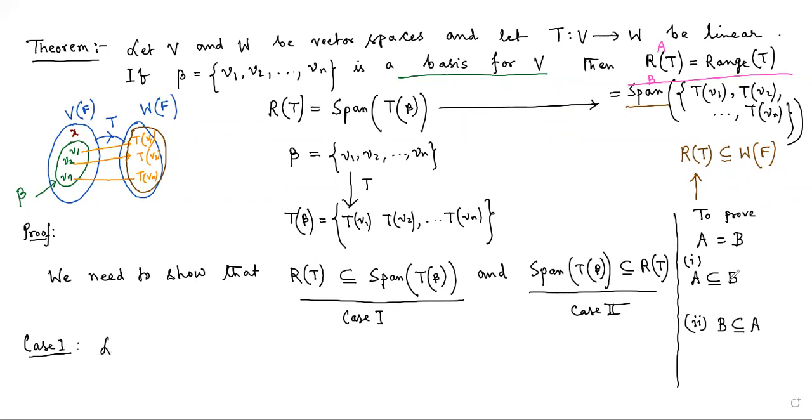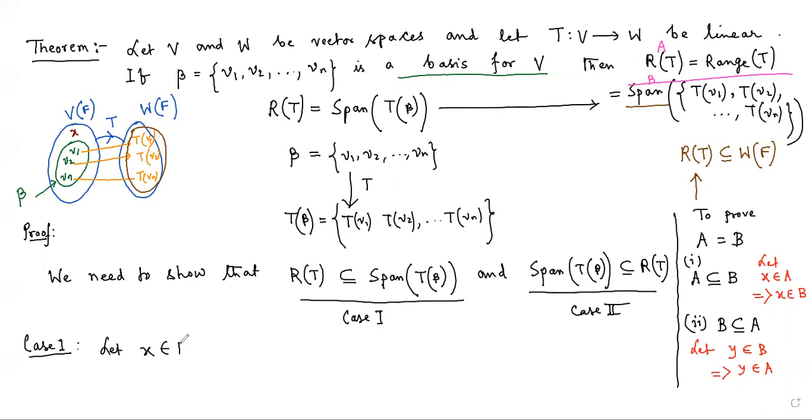How do we show that A is a subset of B? We consider an element from A. Let X belong to A, and we simply show that X also belongs to B. If that happens, we say that A is a subset of B. And to show that B is a subset of A, we consider an element from B and show that this element also belongs to A. Then we say that A is a subset of B, B is a subset of A, and therefore A equals B.